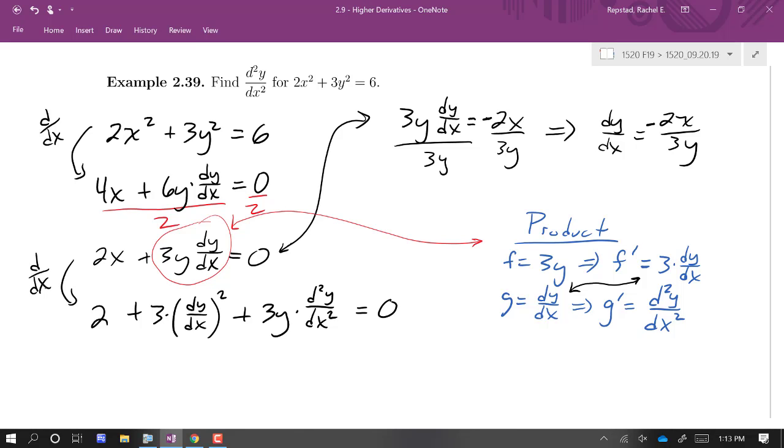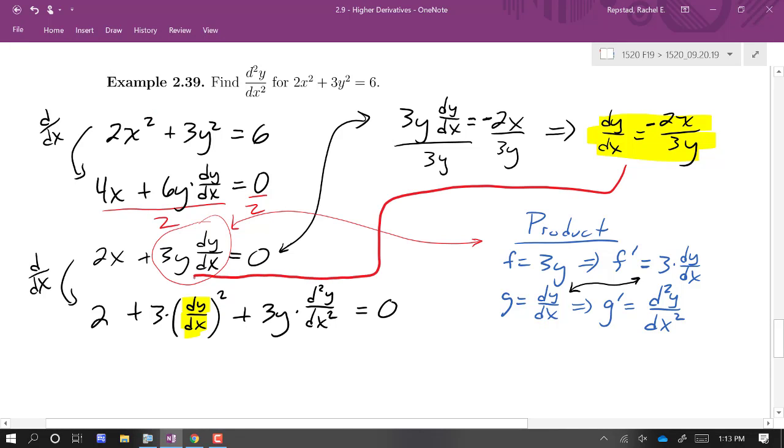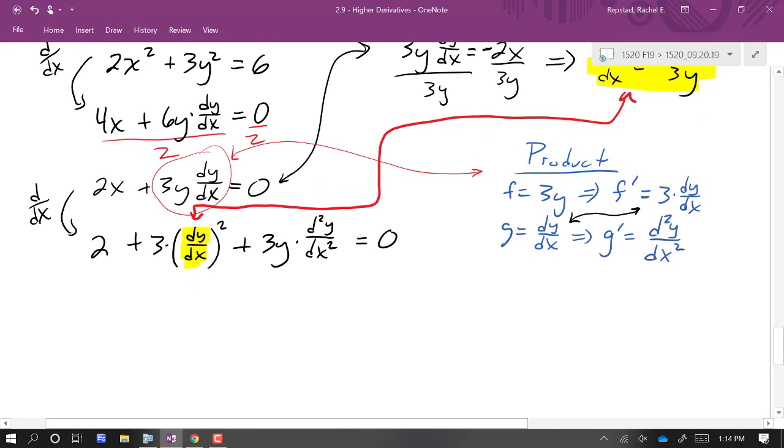If we find the first derivative, we can express it in terms of just x and y. If we find the second derivative, we want to be able to express it just in terms of x and y. It shouldn't depend on dy dx. We should still be able to express it in terms of just those two variables. So we're going to make a little substitution. So that's negative 2x over 3y squared plus 3y squared y double prime.